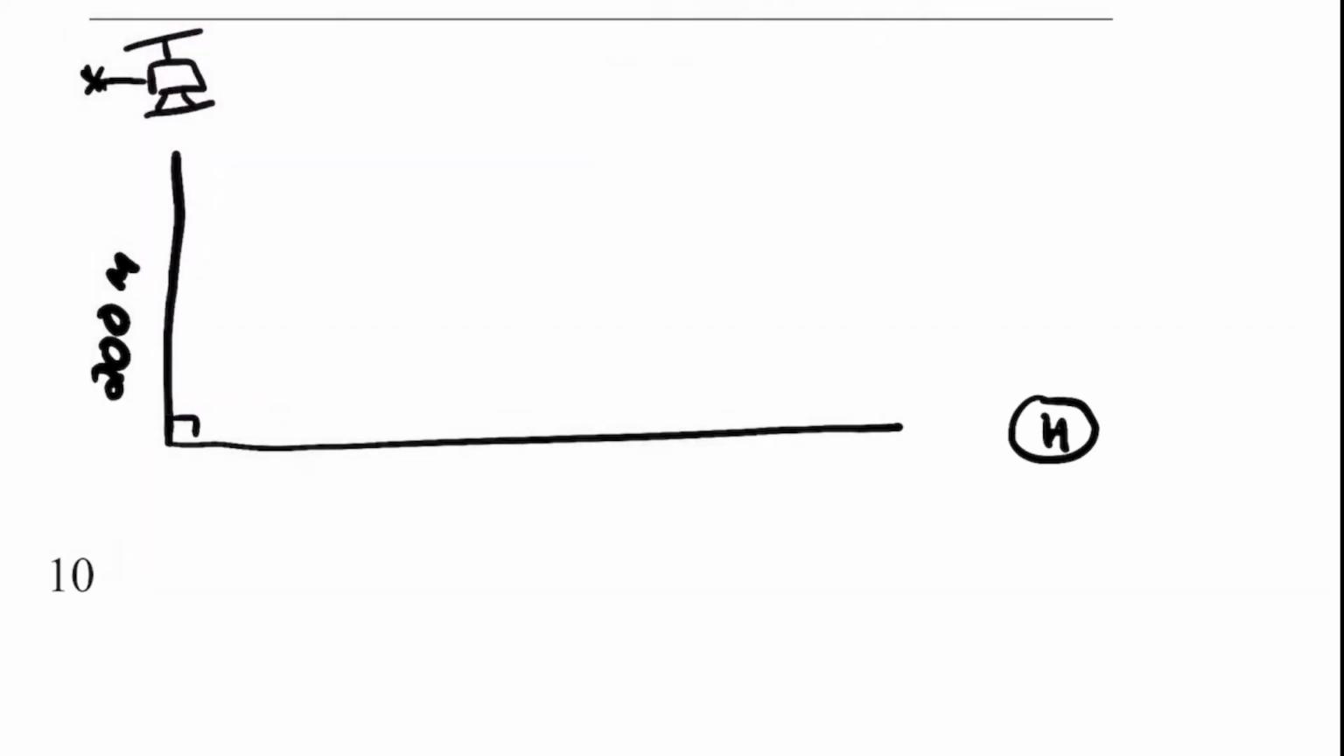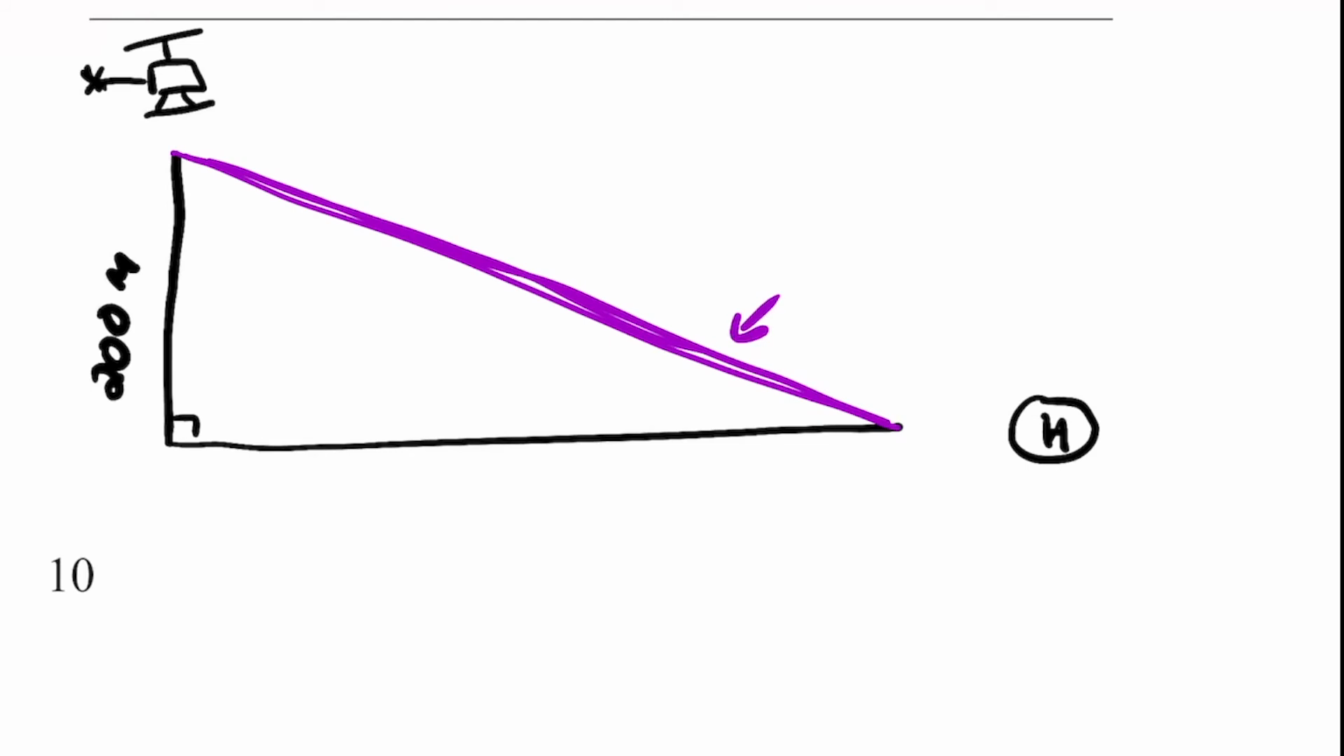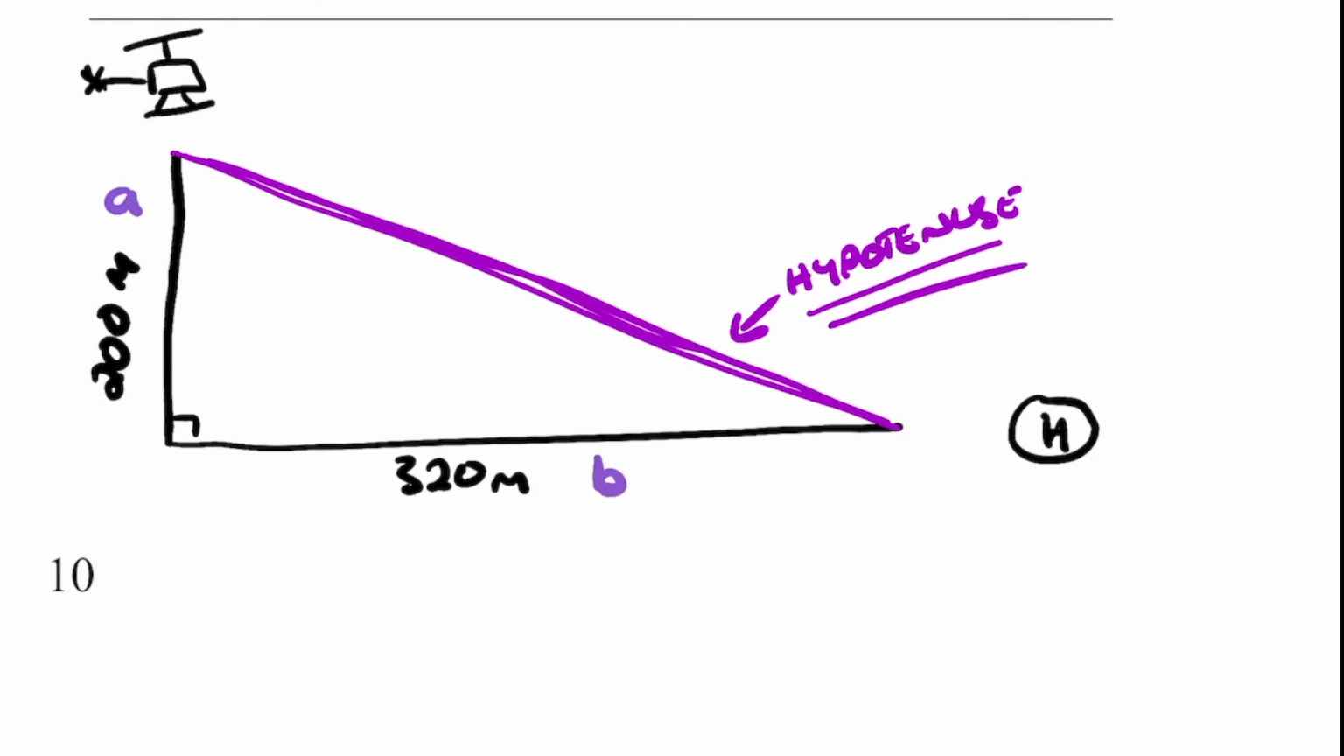Now we're actually looking for this distance that I've drawn here in purple. Okay, so this distance here is the hypotenuse. So we're going to use our hypotenuse formula. Okay, so pop in the 320 meters here. Alright, so we can make this A, B, and H. Alright, so let's go back up to where the writing is and let's get started.